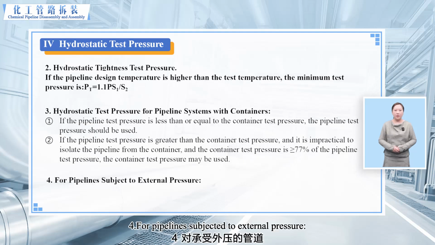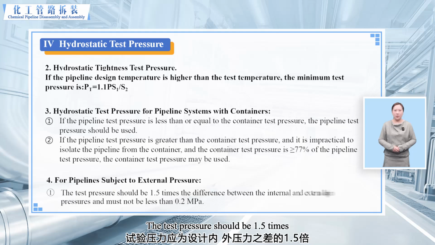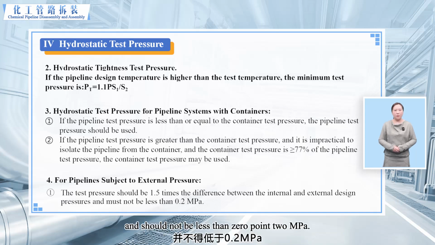Fourth, for pipelines subjected to external pressure, the test pressure should be 1.5 times the difference between the design internal and external pressures, and should not be less than 0.2 megapascal.